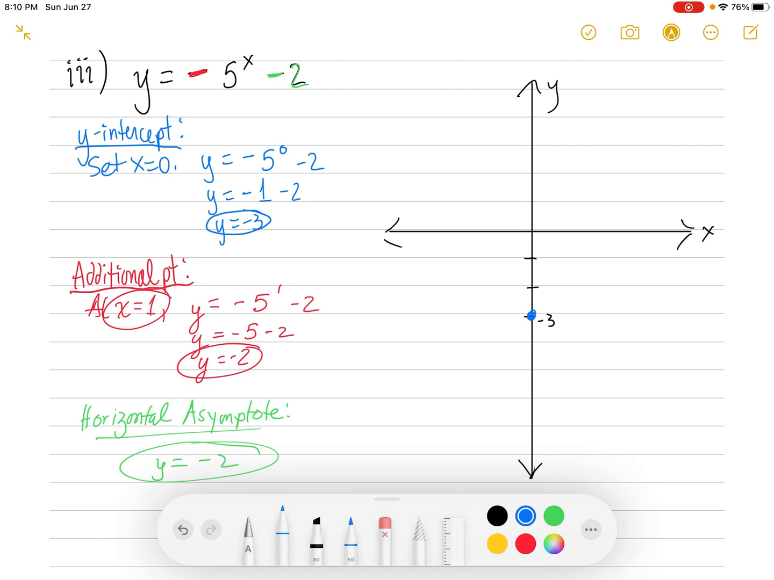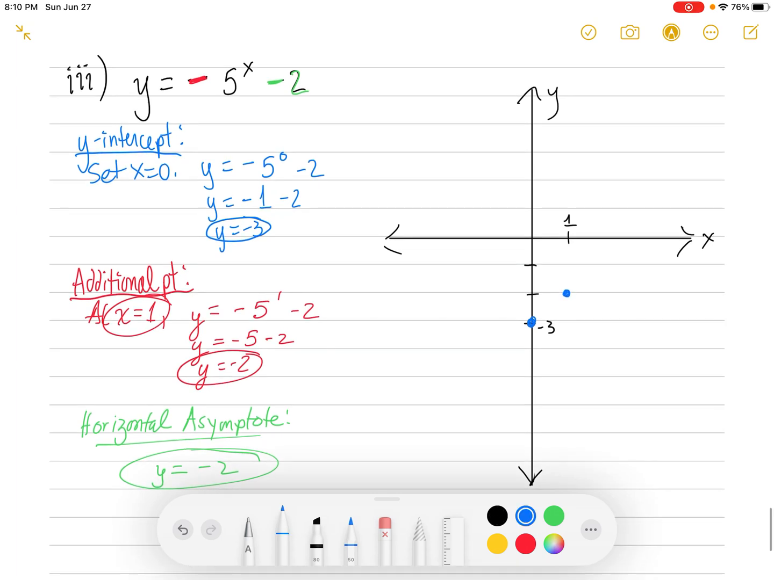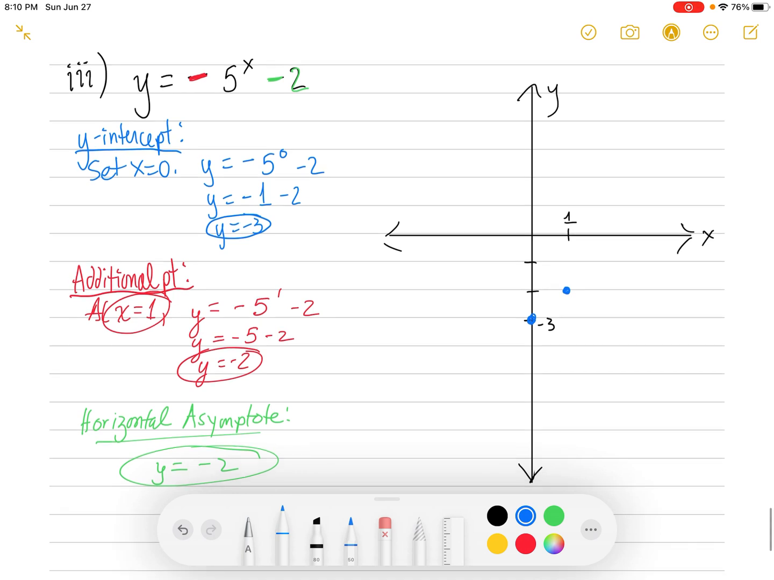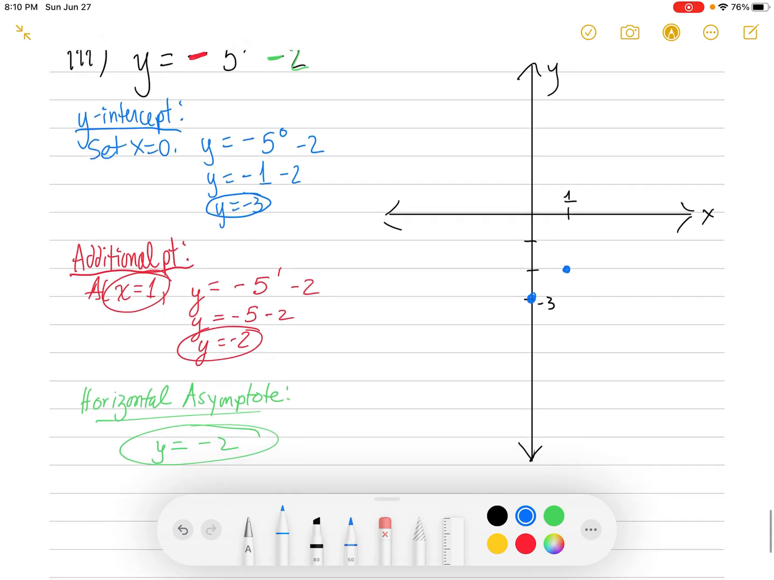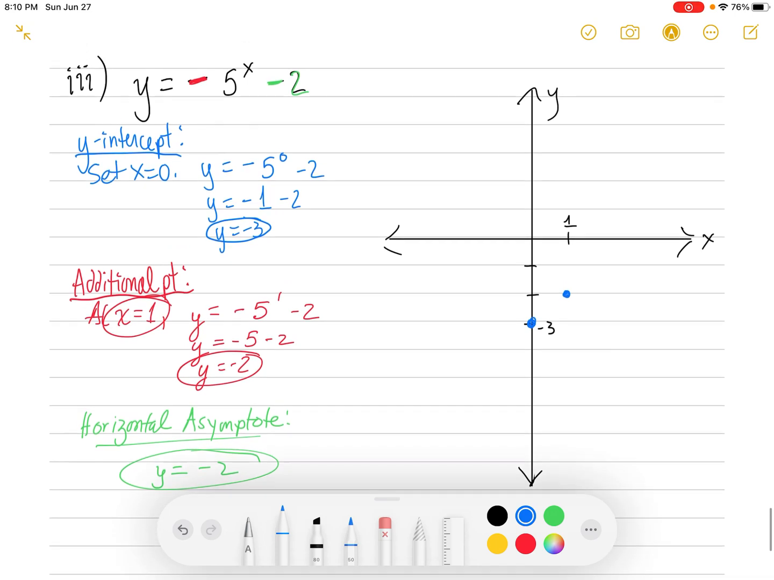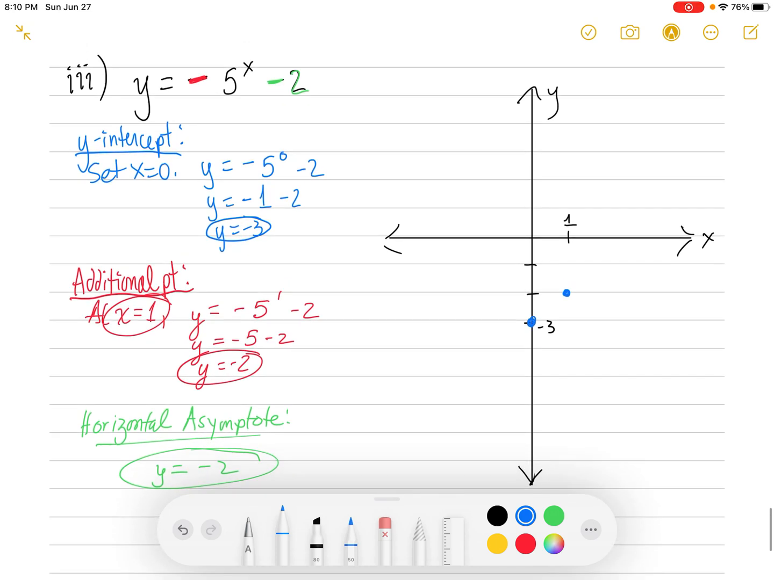Okay, so the y-intercept is at 0, negative 3, right here. The additional point is 1 comma negative 2. That would be right here.